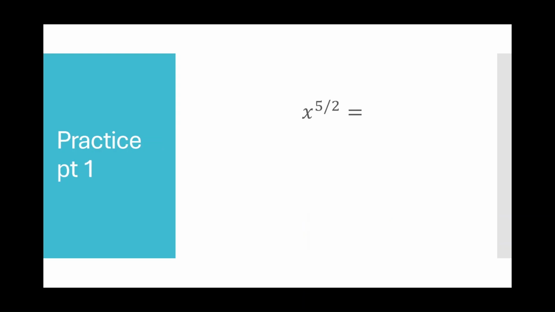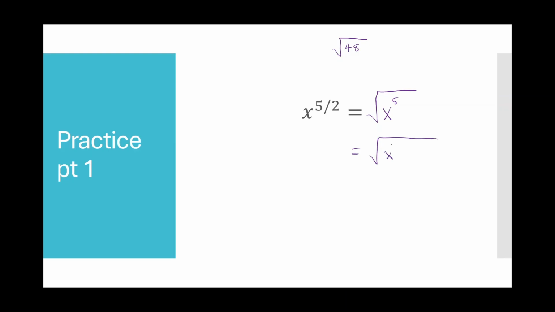We are going to practice rewriting this. X to the 5/2 power really means x to the 5th, and the whole thing we're taking the square root of. We just translated that to writing it with a root instead of writing it with a rational exponent. But there's more we can do here. Just like how we could take the square root of 48 and take out perfect squares and move them out, we're going to do the same thing here. We're going to take out any perfect squares we have. So, x to the fifth.